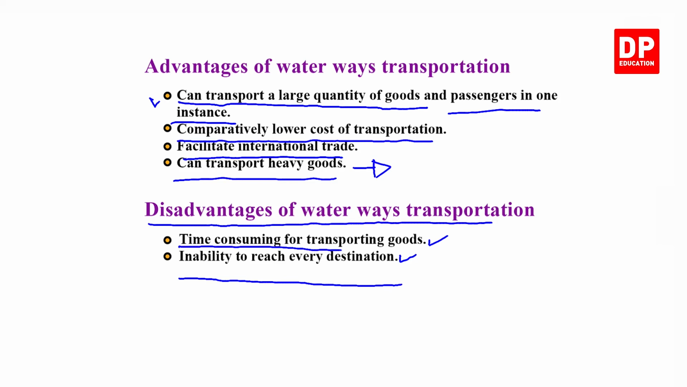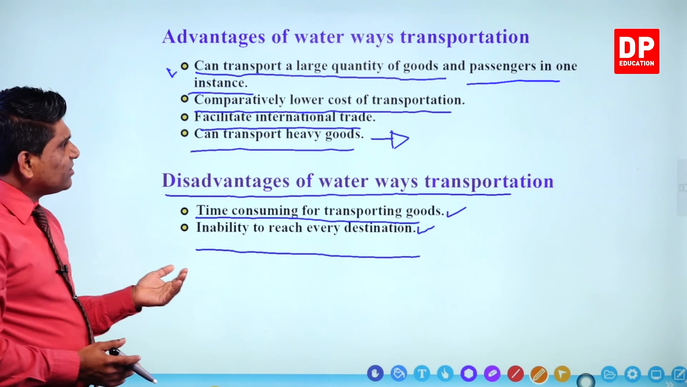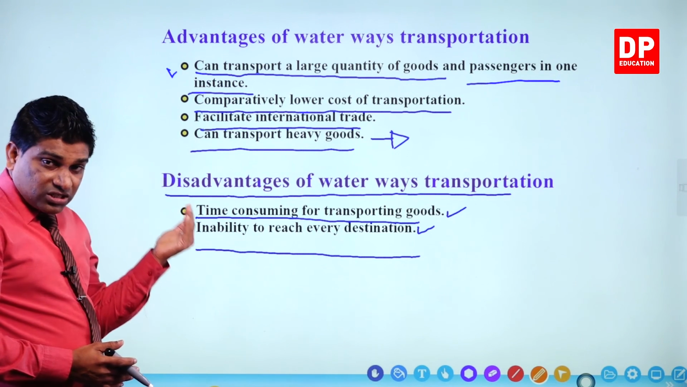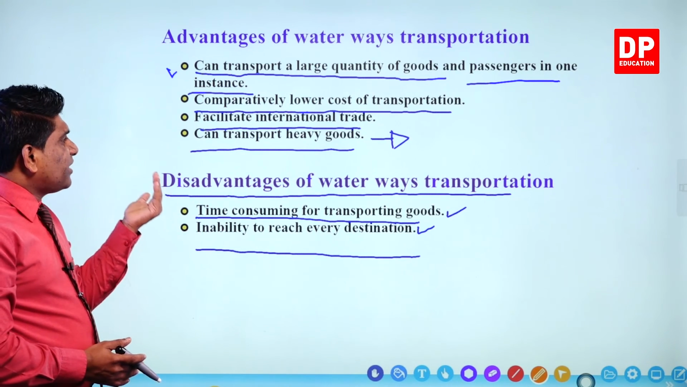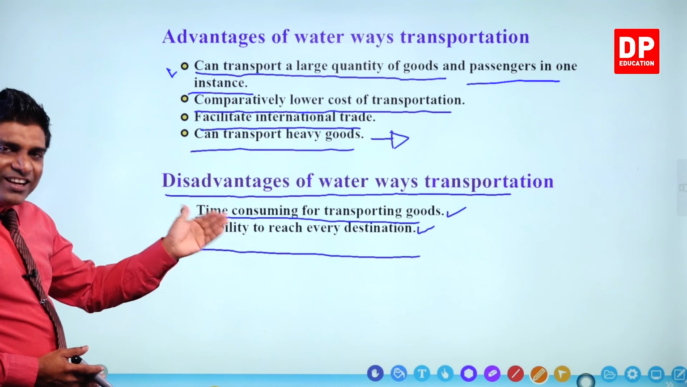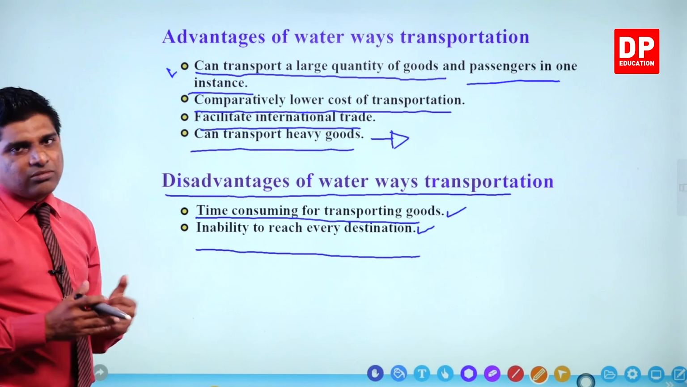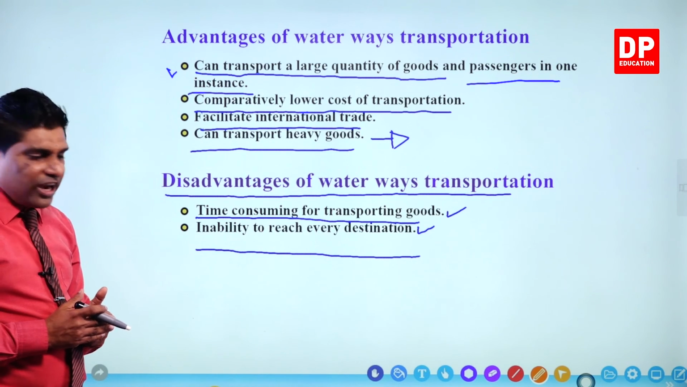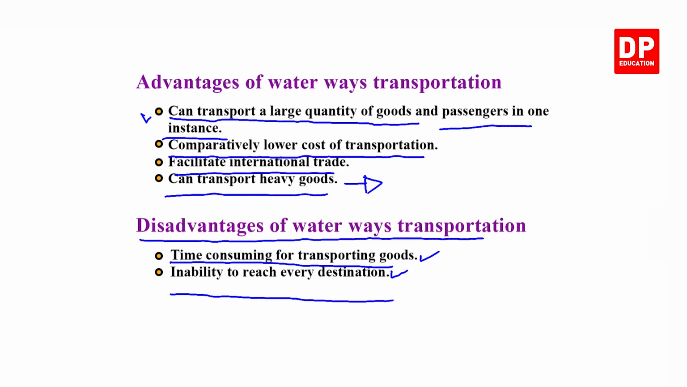I'll revise advantages and disadvantages of waterways. Can transport large quantity of goods and passengers. Comparatively cost is low. Facilitate international trade and can transport heavy load of goods. These are the disadvantages. What are they? Time consuming. It takes a long time to deliver goods, right? The other one is inability to reach every destination, right?